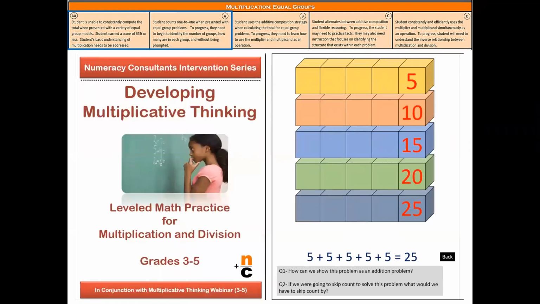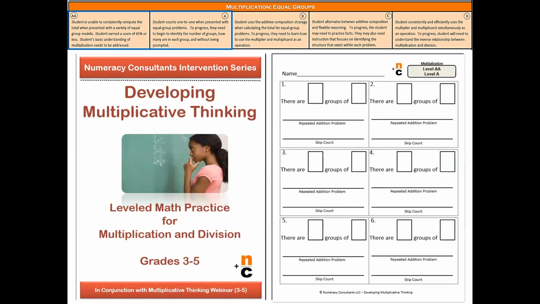And then when you're done with that, again, this is when you're working with your students. You already saw what the independent part looks like. There's the multiplicative thinking book. And what you do is there's the answer sheet for level A and level AA. Remember, our goal is what? All about groups, repeated addition, and skip counting.